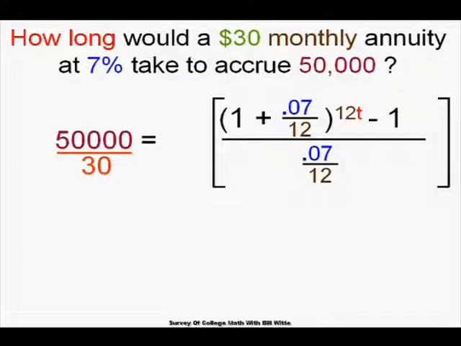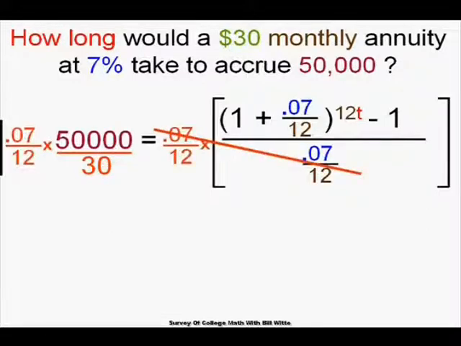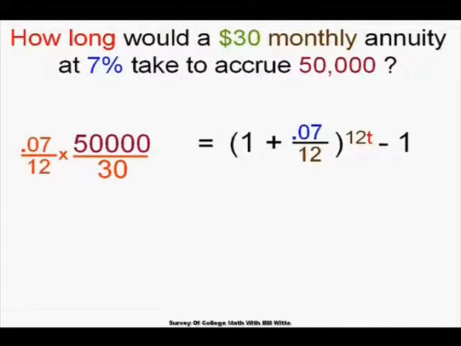Okay, and what can I get rid of next? Let's get rid of the denominator. Multiply both sides by the denominator. What else? Well, I can get rid of that 1. Add 1 to both sides.